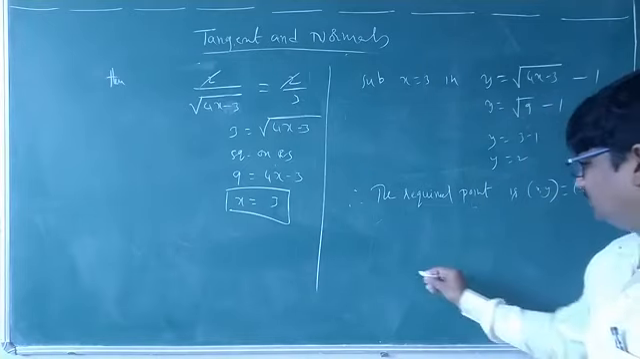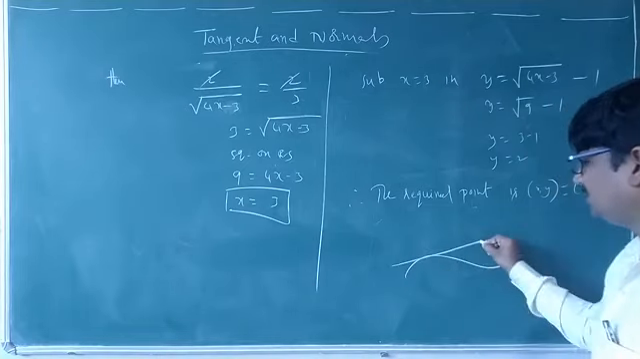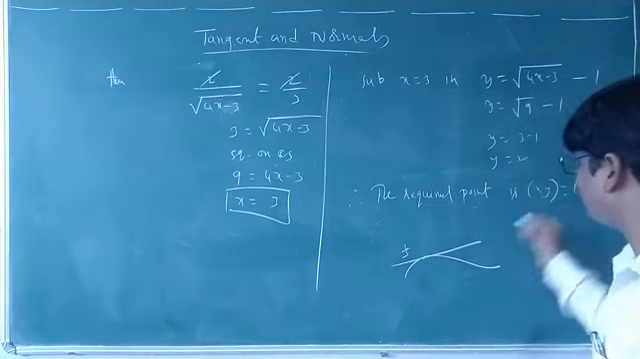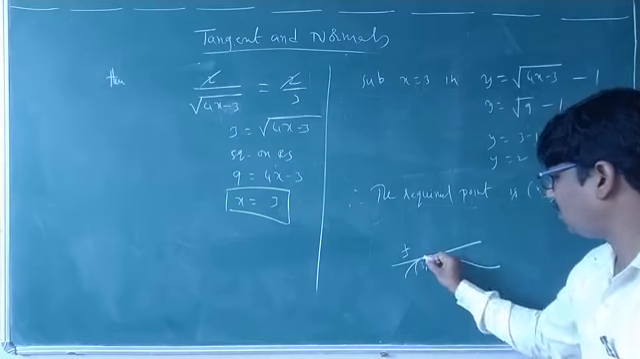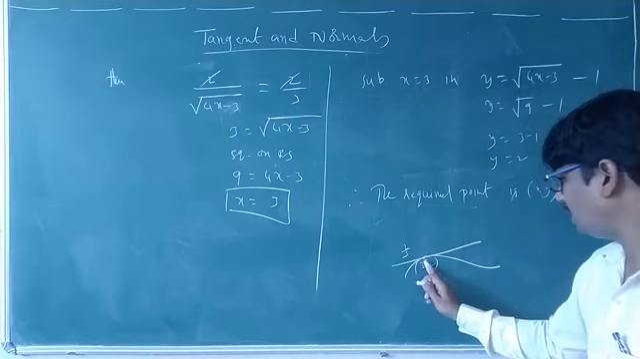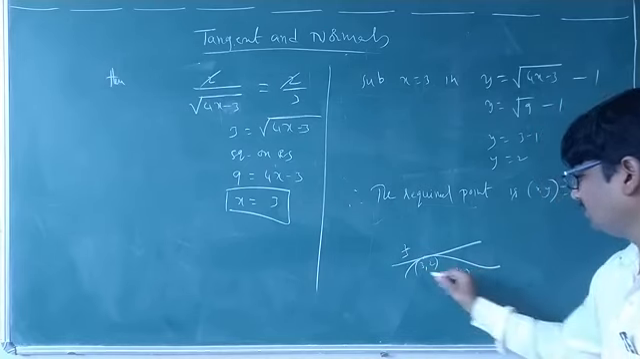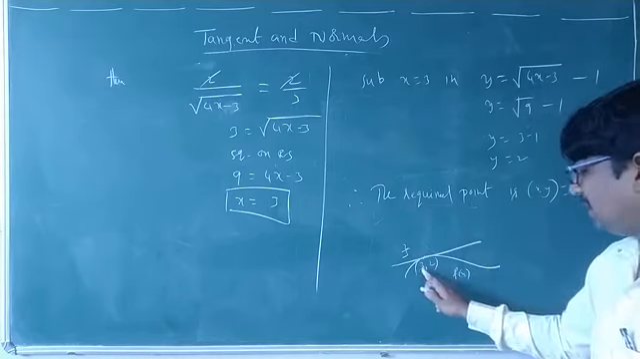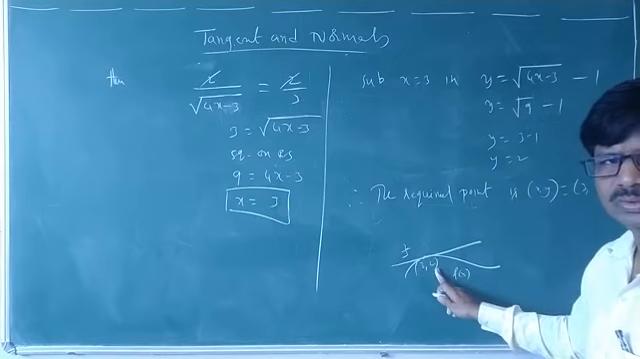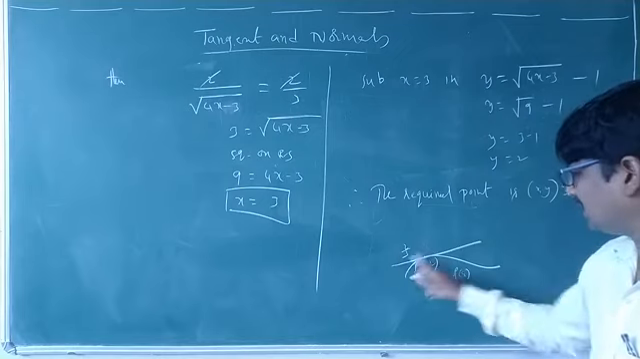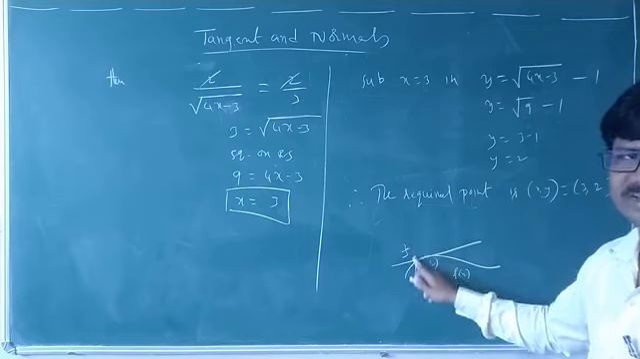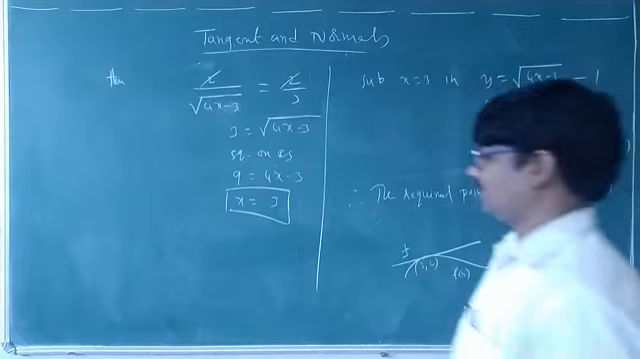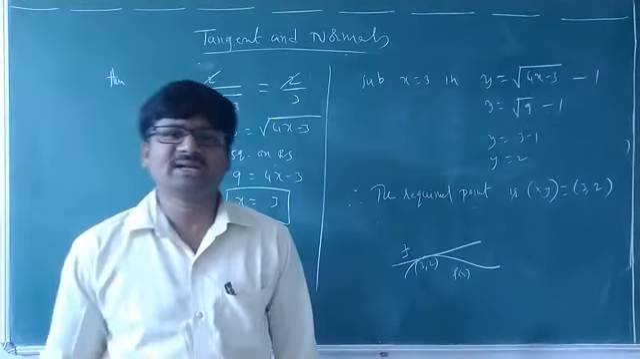That means what are we saying? It is the curve, and it is the tangent. At what point is the slope 2 by 3? At the point 3 comma 2. It is the curve f of x, and to this curve it is the tangent at 3 comma 2. So what is the slope of the tangent? 2 by 3. Understand?